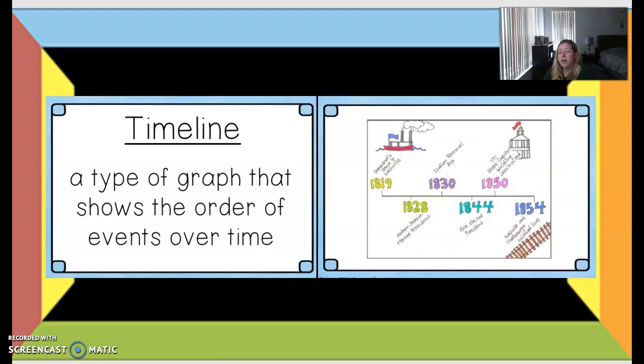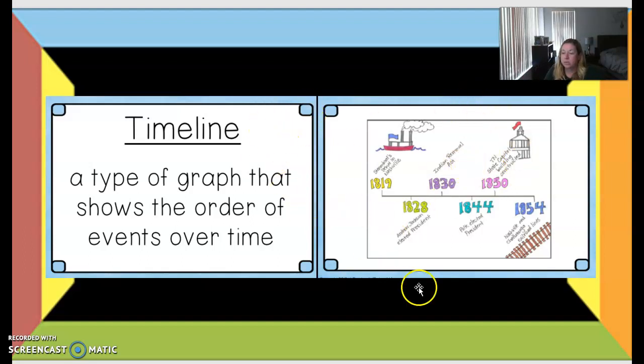Next up, we have a timeline. A timeline is actually a type of graph, and it shows the order of events over time. We kind of talked about this in our ELA session at the beginning of the week. It's in sequential order, so it's not bouncing around. It starts at the earliest and then moves on to the latest, or maybe it goes backwards, but it's not bouncing all the way around, okay?